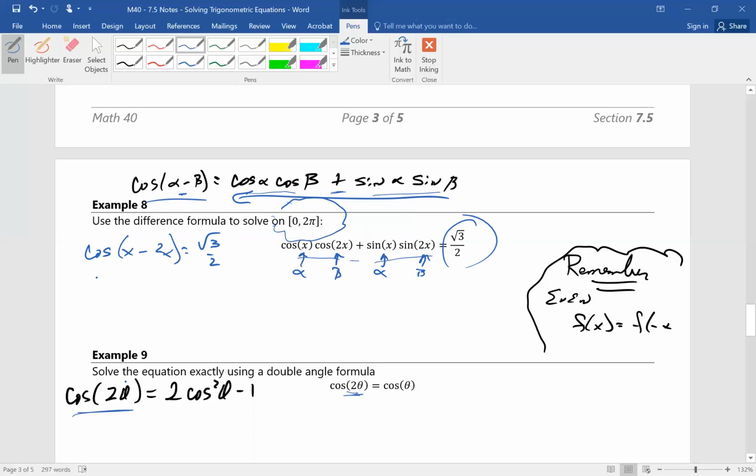Okay, well, now I have a much easier scenario. So x minus 2x is just minus x. And remember, cosine x is even, and that's because of this rule. So if you ever have a negative on the inside, it's just the same as having no negative. So we can actually say that the cosine of x is just equal to root 3 over 2.